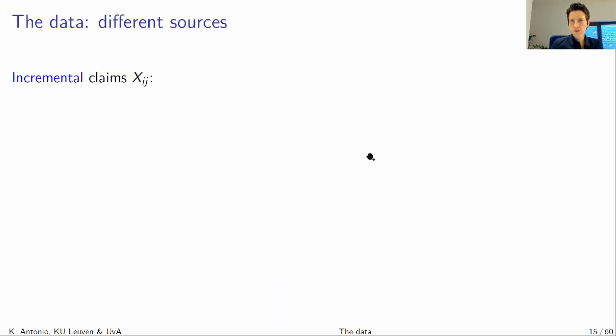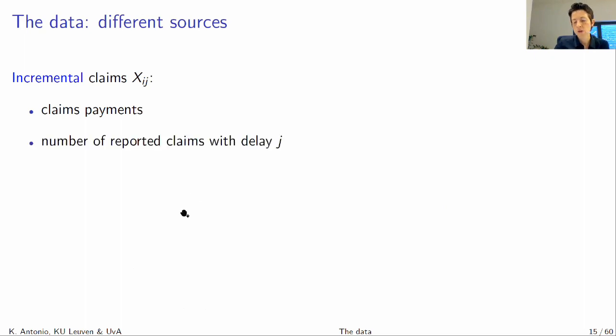Now, what can we put in such a triangle? So far, we've been talking about euros, but we could also put other things in this triangle. Let us first think about the incremental view, denoted with X. Then you can think about claims payments, so euro amounts that you actually paid in cell IJ. That would be the example we discussed so far. You could also look at the number of reported claims, reported with a certain delay. In that case, you would put numbers in the table, and these numbers would refer to how many accidents happened in a certain accident year I, and were reported in development year J.